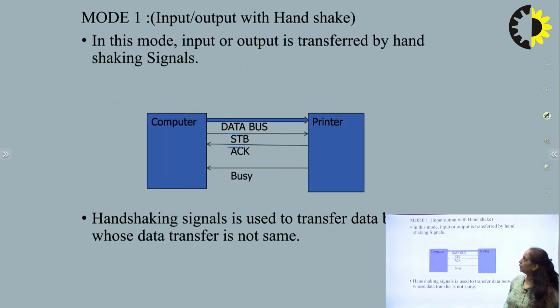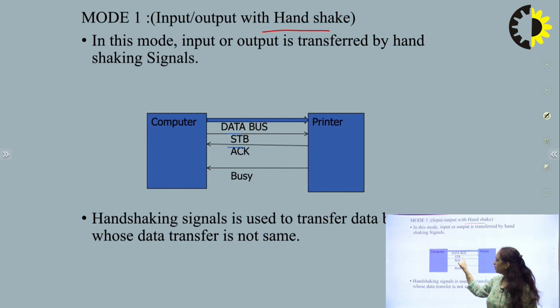Mode 1 is known as input output with handshake. Handshake means that whenever you send some signal, the next device will send some acknowledgement signal in response to that. So in this mode, input or output is transferred via handshaking signals. Suppose you have one computer and some printer is attached. We have this data bus, and we need to transmit data, to print some data.